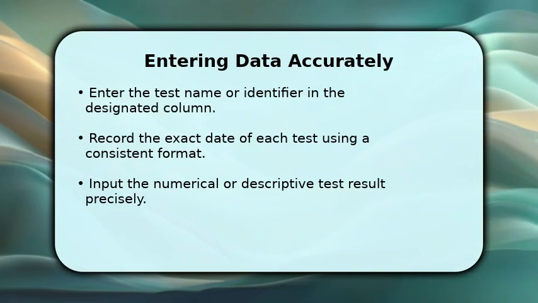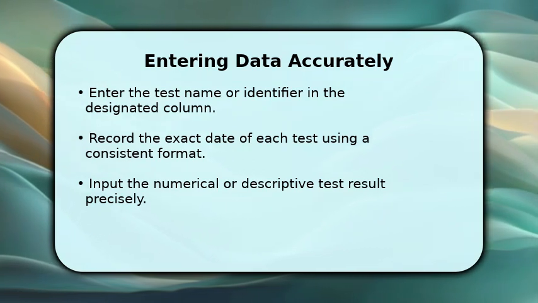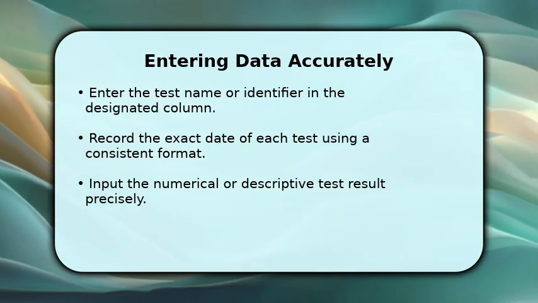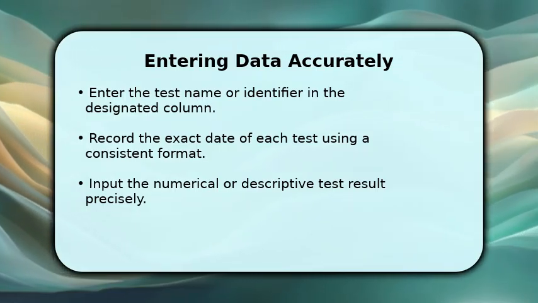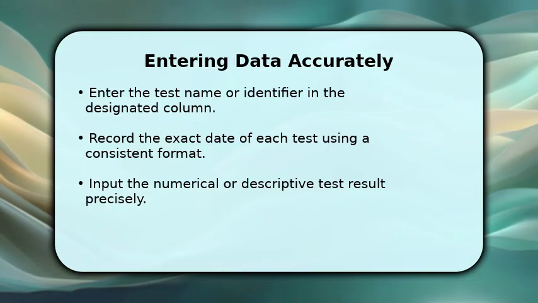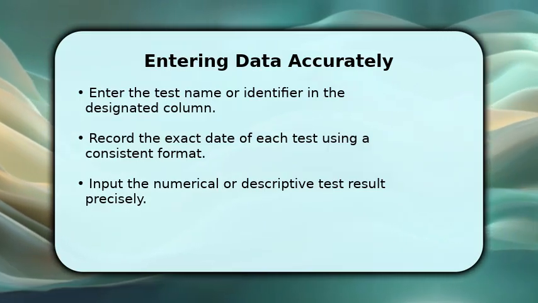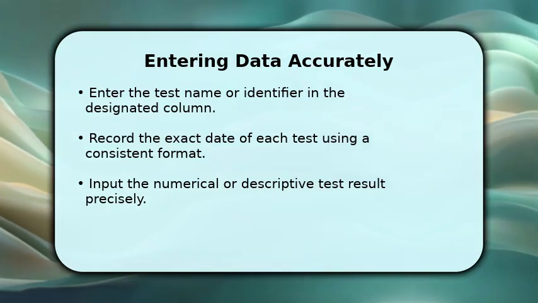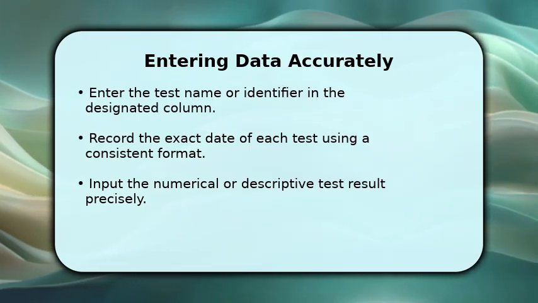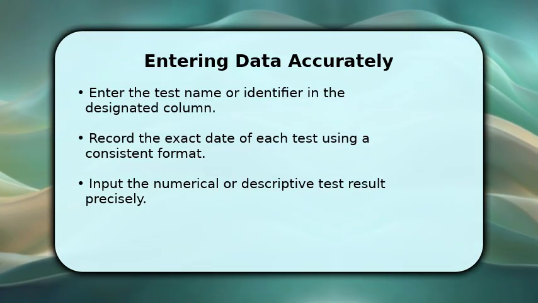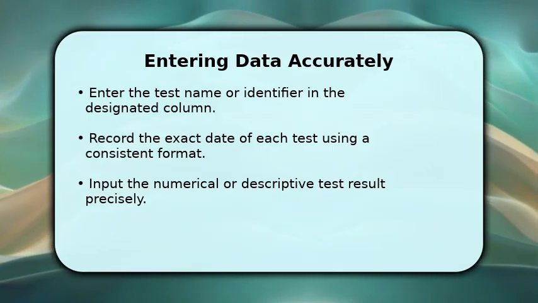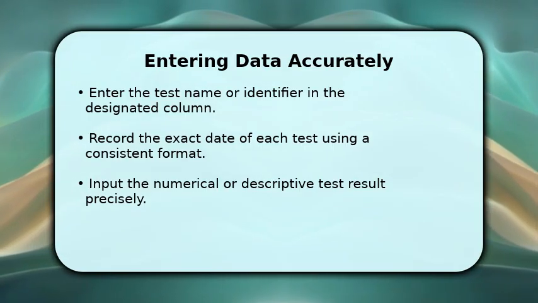Now, let's focus on entering your data accurately. For each test, locate the column for the test name and input it clearly. Next, find the date column and enter the exact date the test was conducted, ensuring you use a consistent format like mm/dd/yy. Finally, input the actual test result into its respective field, whether it's a numerical value like 2.5 or a descriptive outcome. Precision here is key.